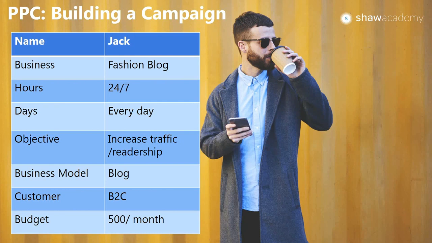His objective is he wants to increase his traffic or get more readers. His business model is all based around his blog. He's an influencer and he has maybe affiliates and that sort of thing. So that's his business model. His customers are business to customer, or it could even be customer to customer. And his budget is $500 a month.